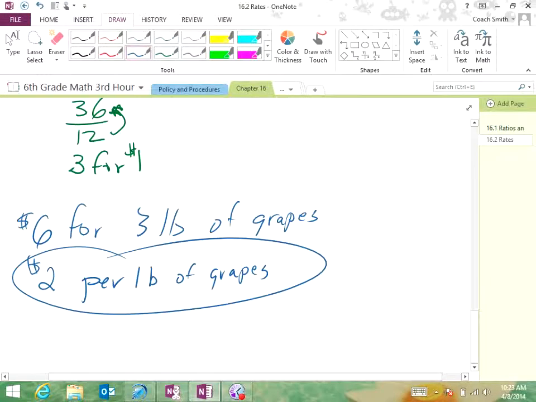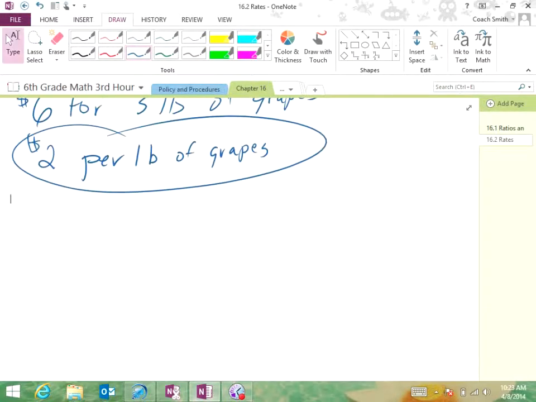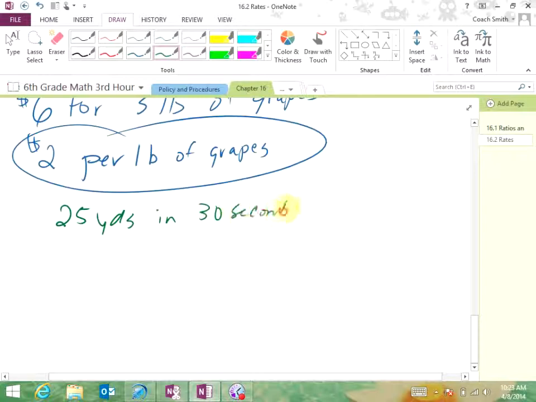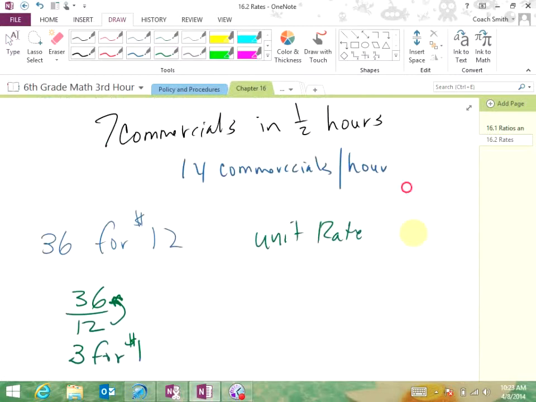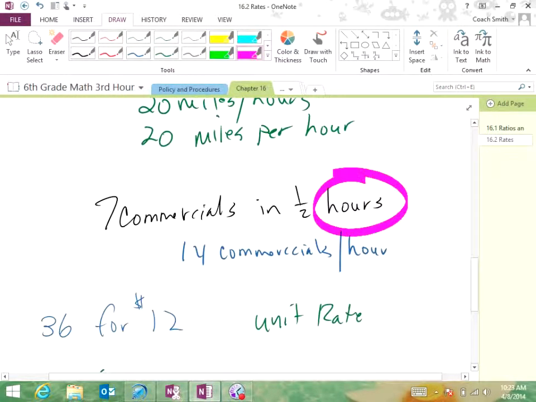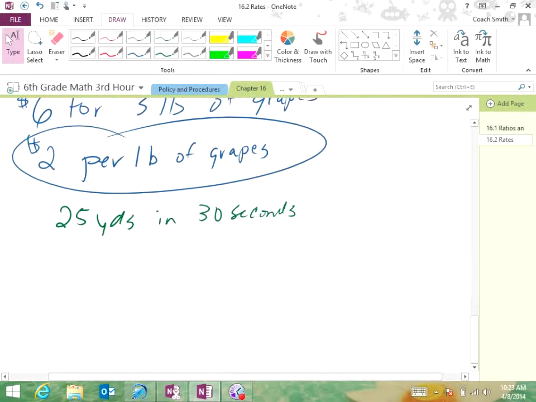Now, let's look at number 12, because I want to make sure that we're clear on why we're doing stuff. Number 12 says 25 yards in 30 seconds. A while ago, the reason we took commercials to 1 hour is because that's what they had their problem in. They had it in hours. That's why we went to hours. Here, they have it in seconds, so we need to take it per second.